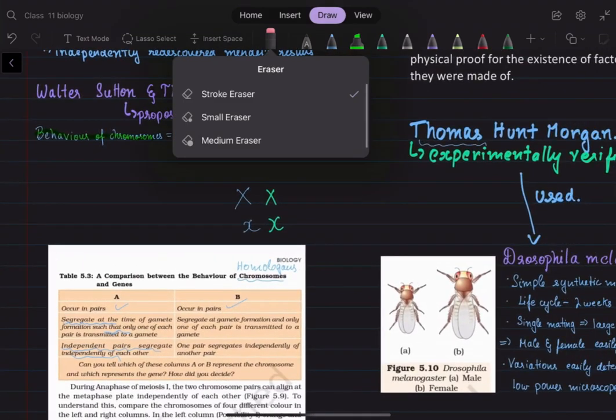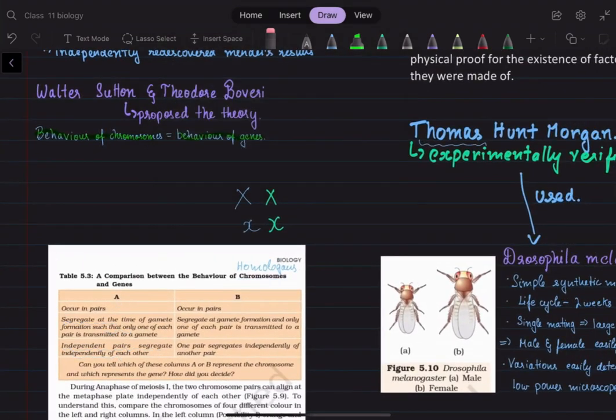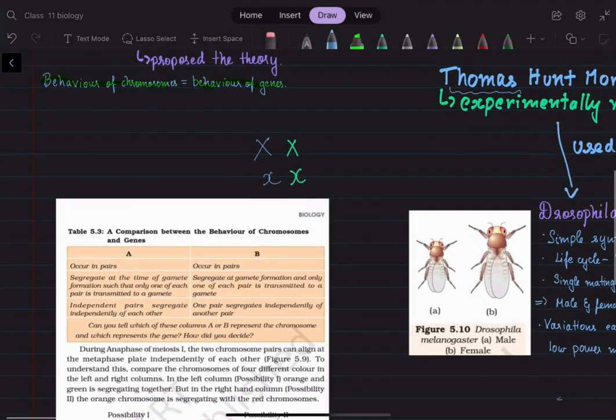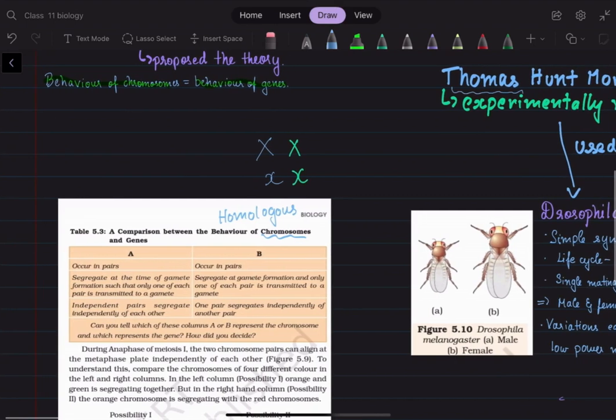First thing is that when we say chromosomes, we usually refer to homologous chromosomes. These homologous chromosomes, we know, occur in pairs, and also the genes occur in pairs, and this is one similarity.